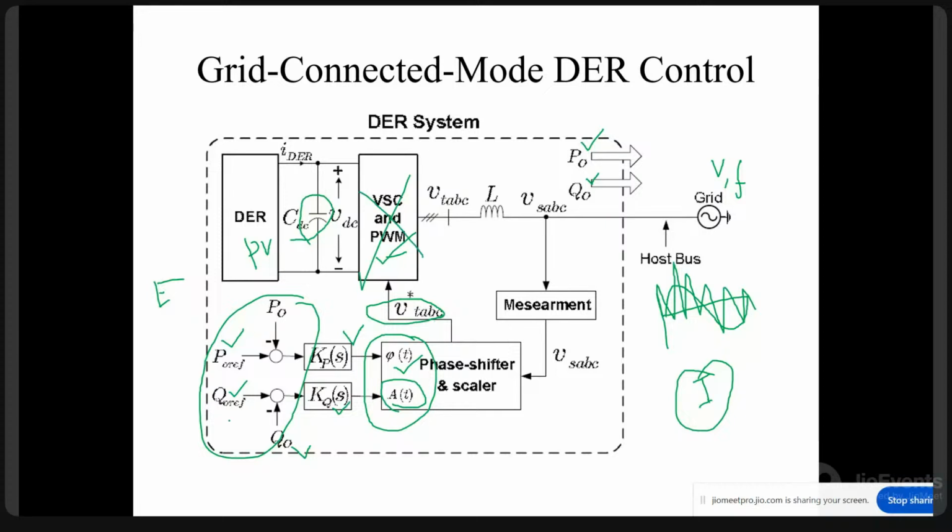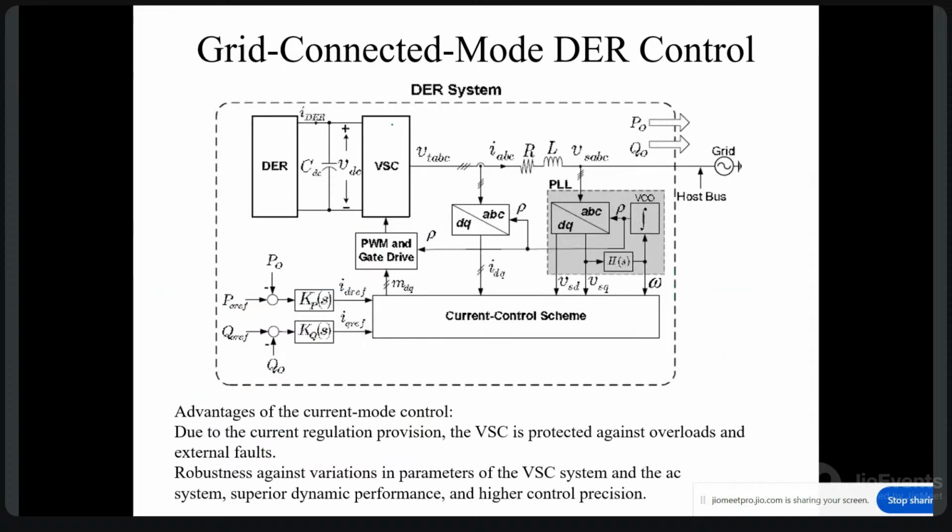Though you are achieving in steady state, you may be achieving the required values of real and reactive powers, but during the transients, the current values may shoot up, which is going to damage the power electronic converter switches. So that's why instead of going for a direct voltage control, we will be going with the current control method. That, as you can see here, is current control.